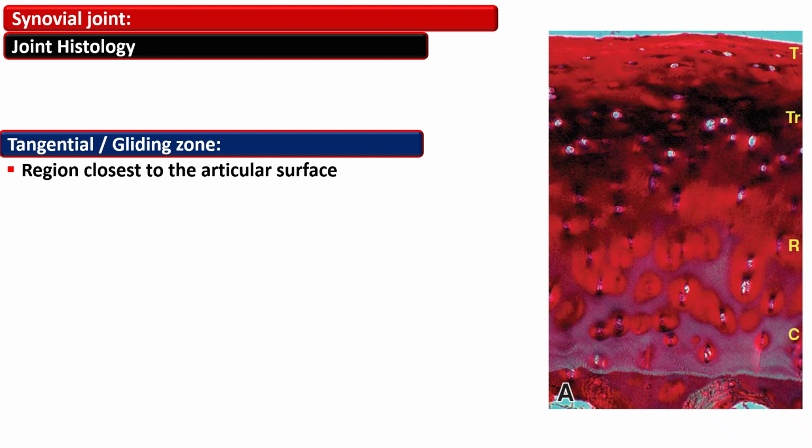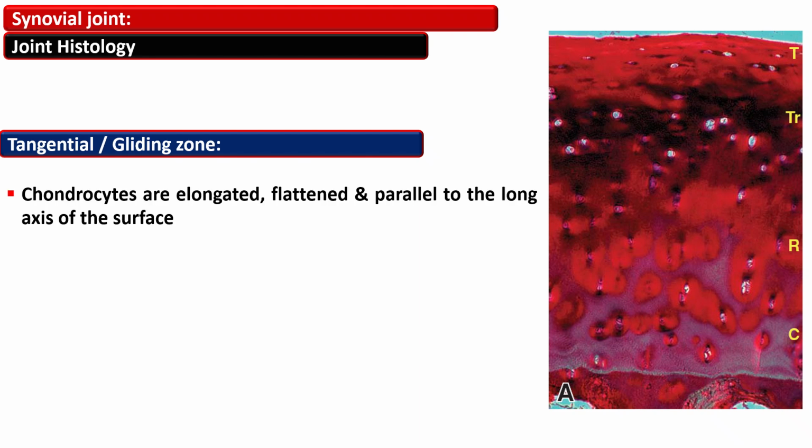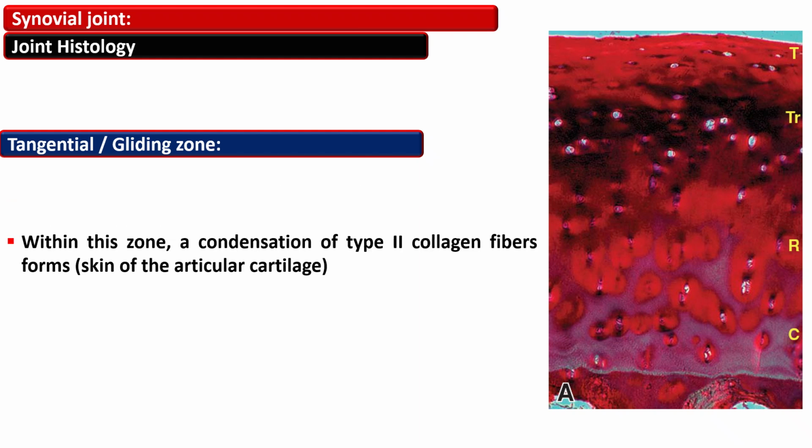Then the chondrocytes in this area are elongated, flattened, and parallel to the long axis of the surface, and there is condensation of the type 2 collagen fiber. Hence it is also termed the skin of the articular cartilage.